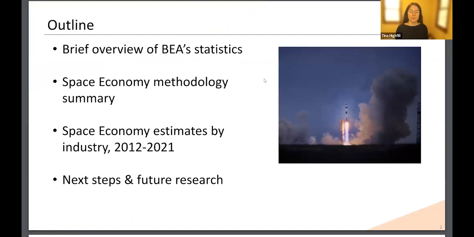I'll just start with a brief overview of BEA statistics in case you aren't familiar with the statistics that we produce. And then I'll talk a little bit about the methodology we use to estimate the US space economy. And then I'll talk about the actual statistics. We have a nice time series from 2012 to 2021 that describes the total US space economy and the industries that contribute. I'll go into a little bit of detail, and then talk about next steps for the project and some future research.